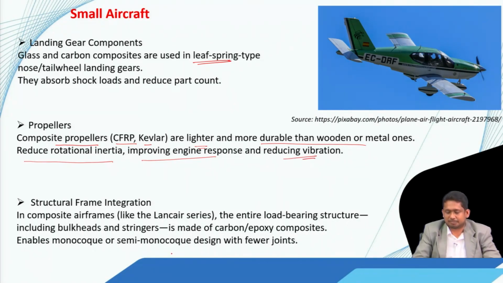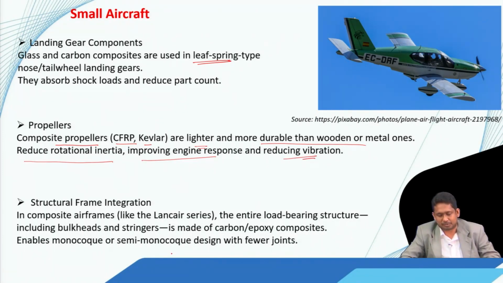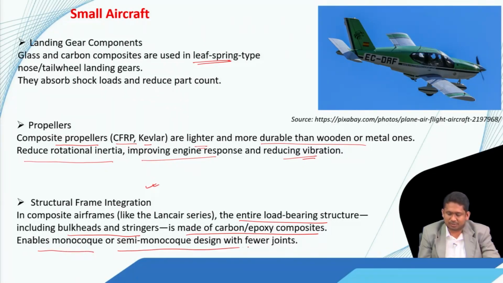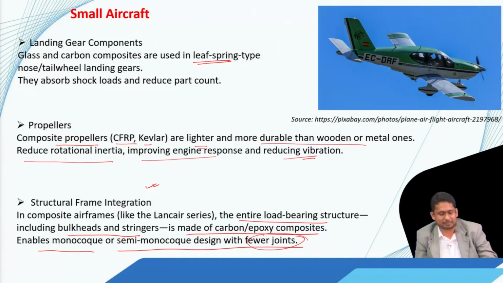And not only that, the property of tailoring which we can achieve through composites, which we have seen as one of the advantages, is also exploited in the design of propellers. And for structural frame integration in composite airframes, the entire load bearing structure including bulkheads and stringers is made of carbon epoxy composites, and this enables monocoque and semi monocoque design with fewer joints. That is crucial.